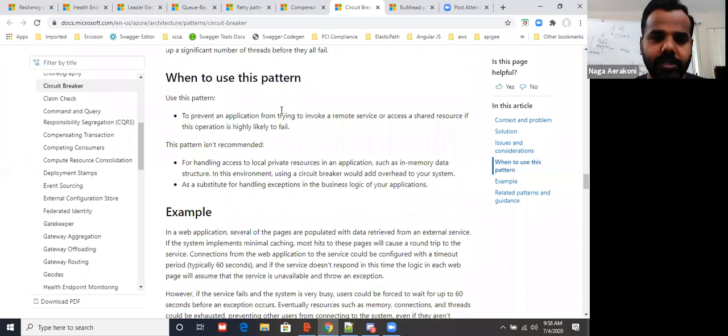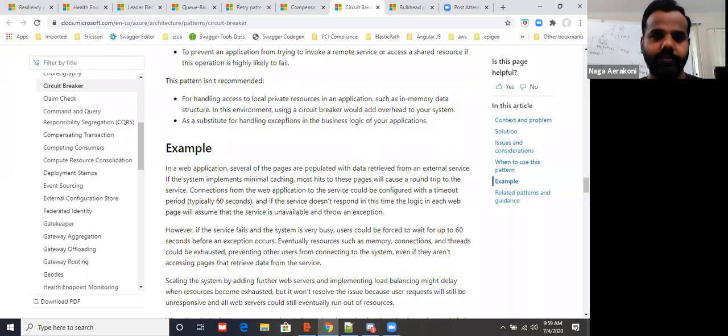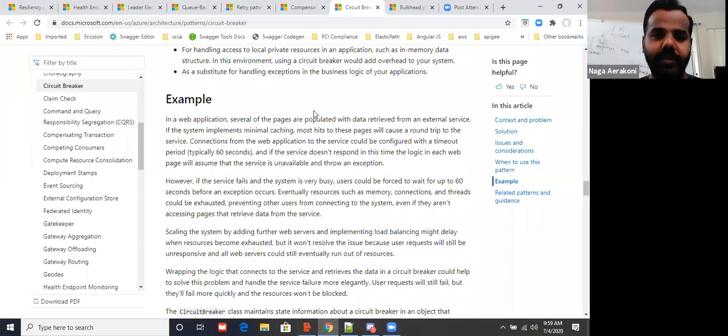And when you use this pattern, you are trying to prevent the application from overloading the backend service, which is likely to fail these requests. So it's mostly safeguarding your resources and preventing them from crashing. It is not recommended if you are using this to control your local resources instead of distributed backend services. So it's not recommended for protecting your local in-memory resources. There will be an overhead.